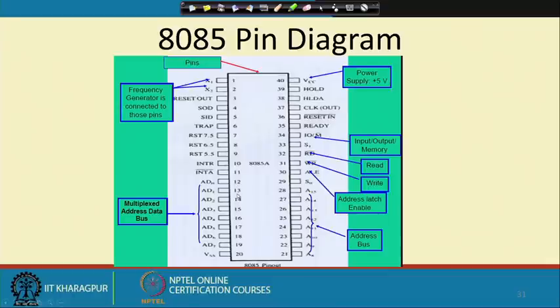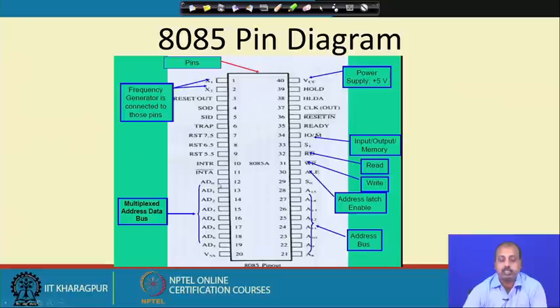So, they are actually the other bits. This is AD0, AD1 up to AD7. They are the multiplexed address data bus. We will understand this multiplex term later, but this will also provide the address lines. The address bus is total 16 bit; out of that, this side I have got 8 bit, and this side I have got the other 8 bit.